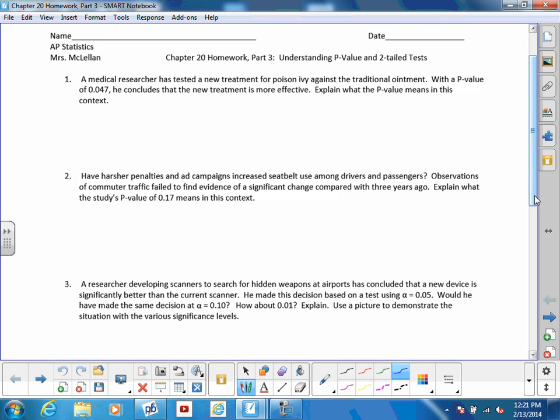So here we go. A medical researcher has tested a new treatment for poison ivy and compared it to the traditional ointment, the old treatment. So with a p-value of 0.047, he concludes that the new treatment is working, is more effective. Explain what that p-value means in this context. So, what's happening in this problem? And it's an experiment to do what?